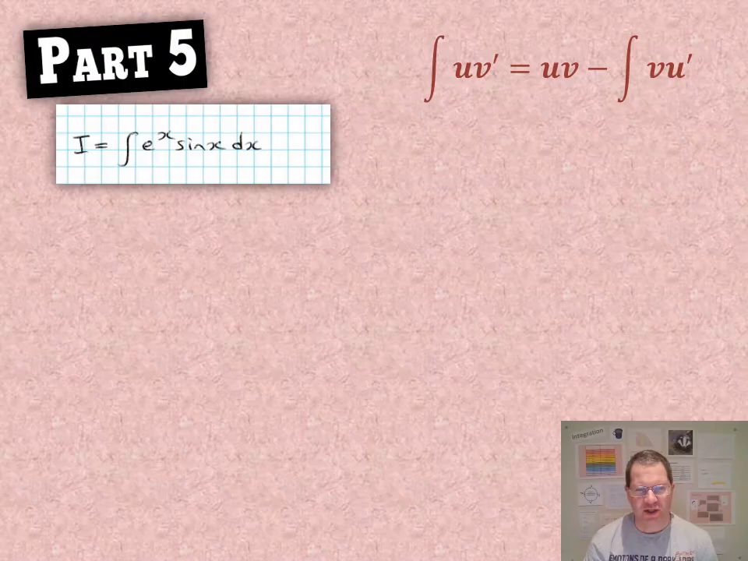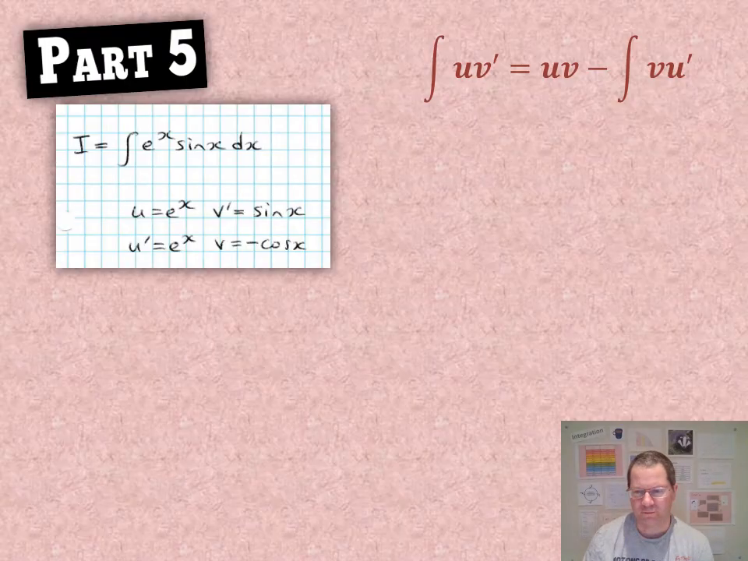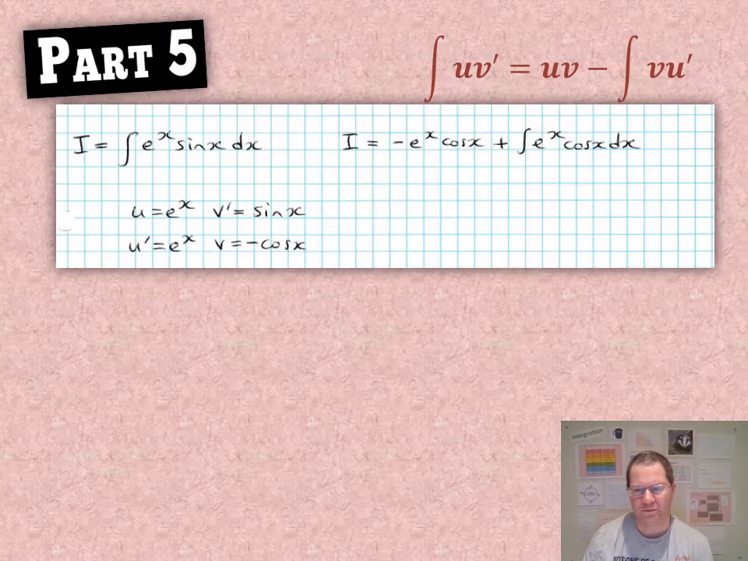And here we've been asked to integrate e to the x sine x with respect to x. So as always, we have to decide which one's going to be u and which one's going to be v dash. Now it doesn't make any difference as long as we're consistent. So in this case, I've chosen u to be e to the x and v dash to be sine x, from which u dash equals e to the x and v equals the negative of cos x.